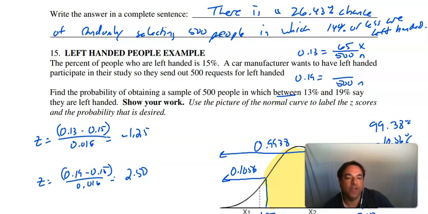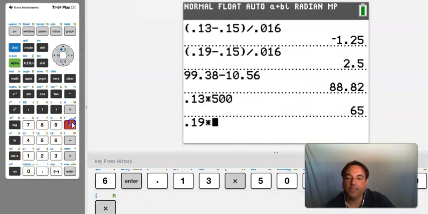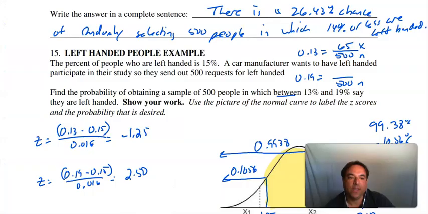For 0.19, again, the denominator is the sample size 500. So 0.19 times 500 gets you 95. So in the calculator, using the one proportion z, we're going to find the first one less than, and the second one less than, then we'll subtract like we do by hand.